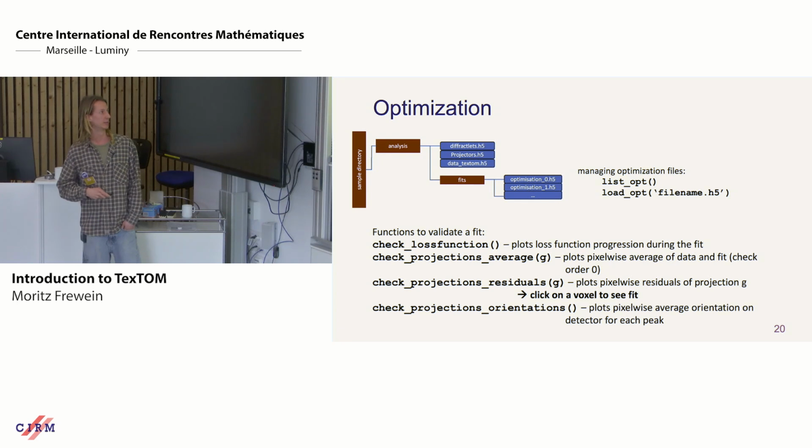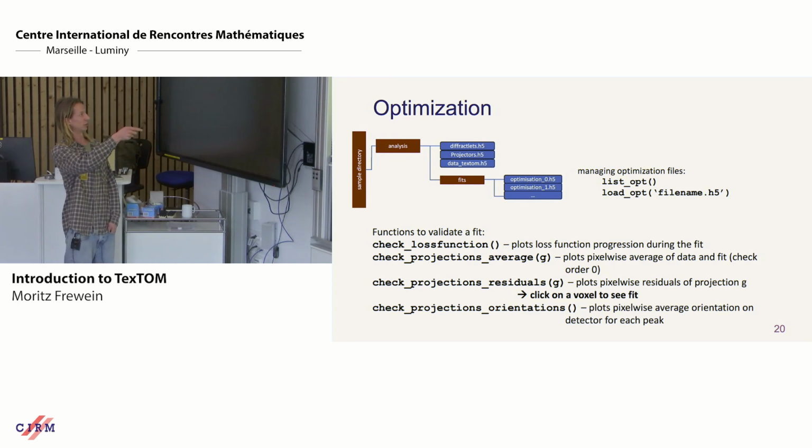Once we've done an optimization, there will be an analysis folder, another subfolder, where you have these files which store the found parameters and also some metadata about the optimization. You can reload them again to check the differences between them. This command will show you all of them that you already have with some information.